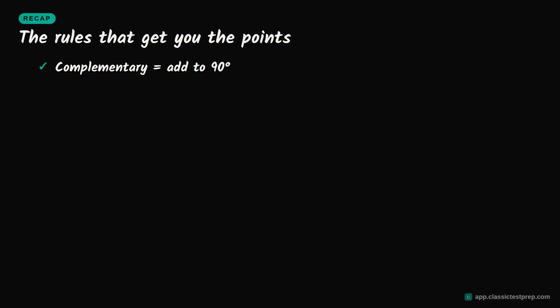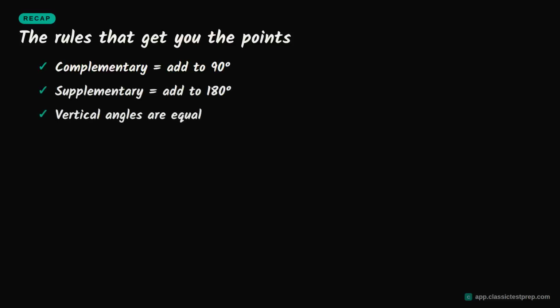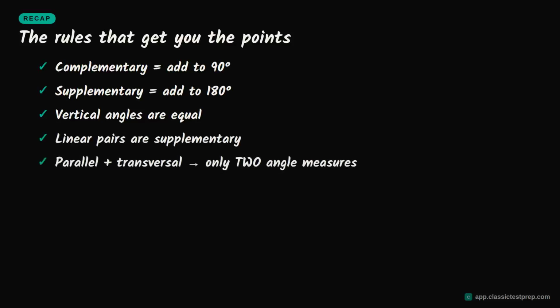Quick review, complementary means 90 degrees. Supplementary means 180 degrees. Parallel lines plus a transversal makes only two numbers. Vertical angles are equal. Linear pairs are supplementary. The three angles of any triangle add up to 180. And hard problems on angles will always be a combination of multiple concepts. So be sure to nail the simple basics so that when you have to combine them, you don't make any mistakes.